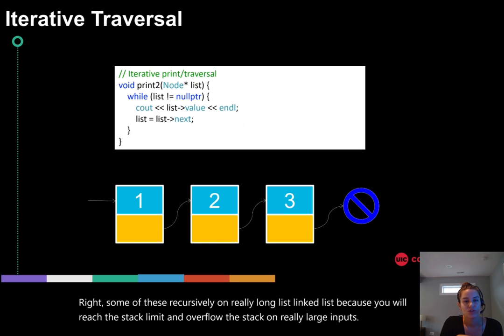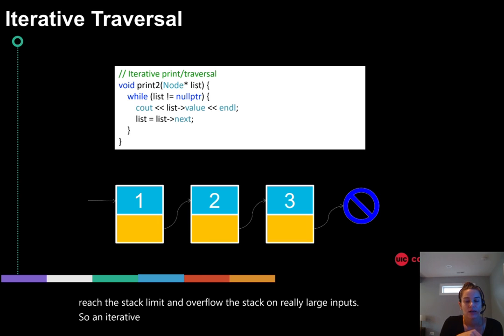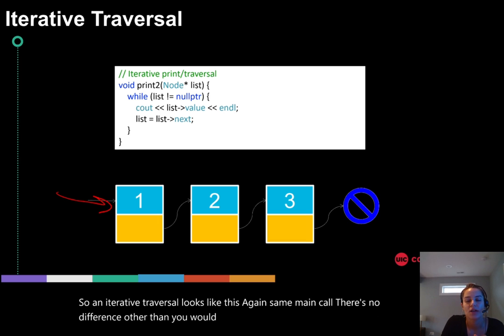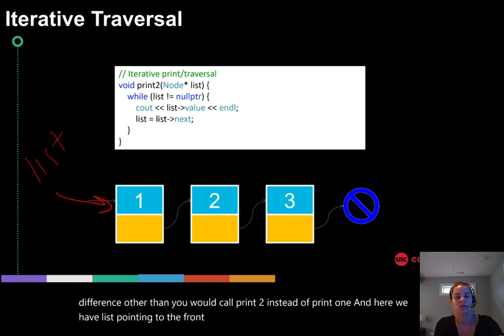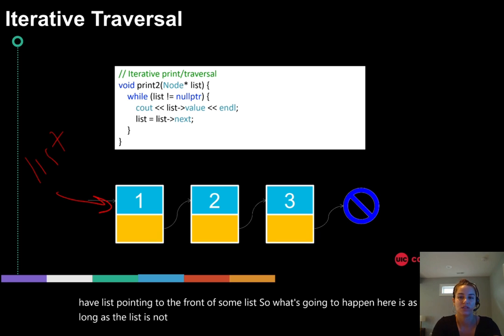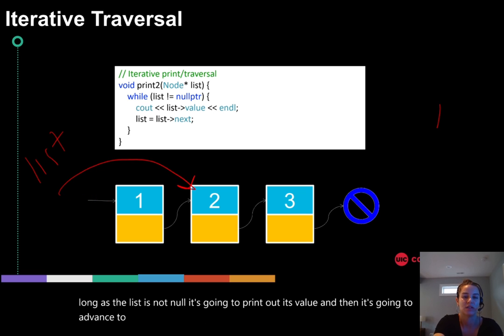So an iterative traversal looks like this. Again, same main call. There's no difference other than you would call print2 instead of print1. And here we have list pointing to the front of some list. So what's going to happen here is as long as the list is not null, it's going to print out its value, and then it's going to advance to the next item in the list.